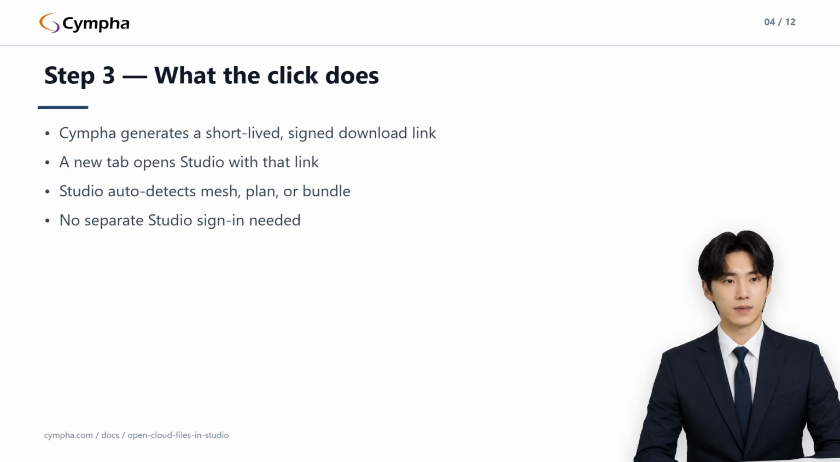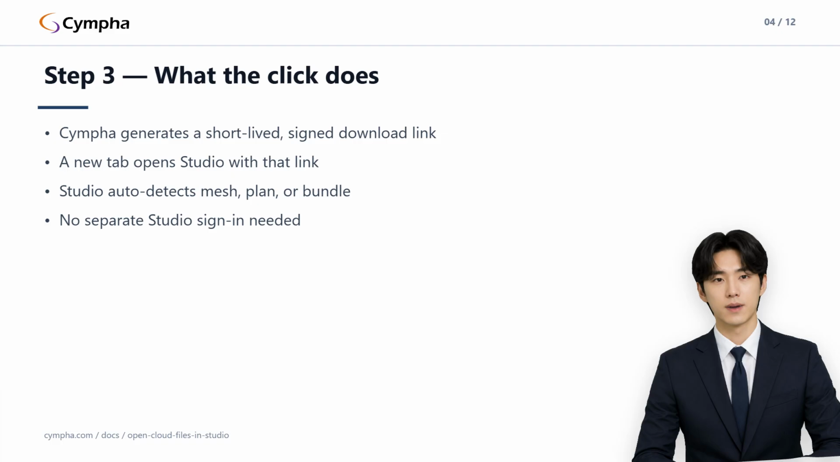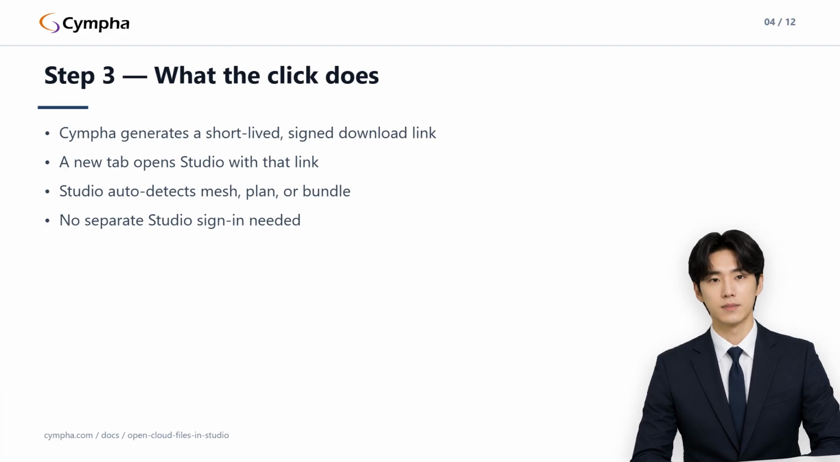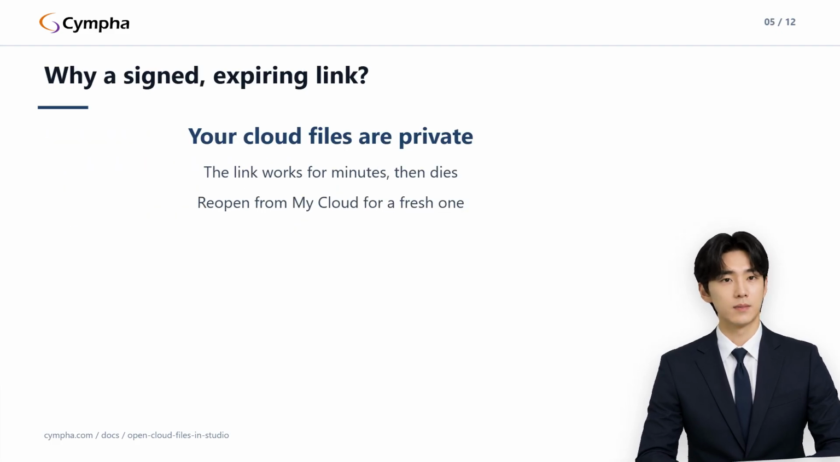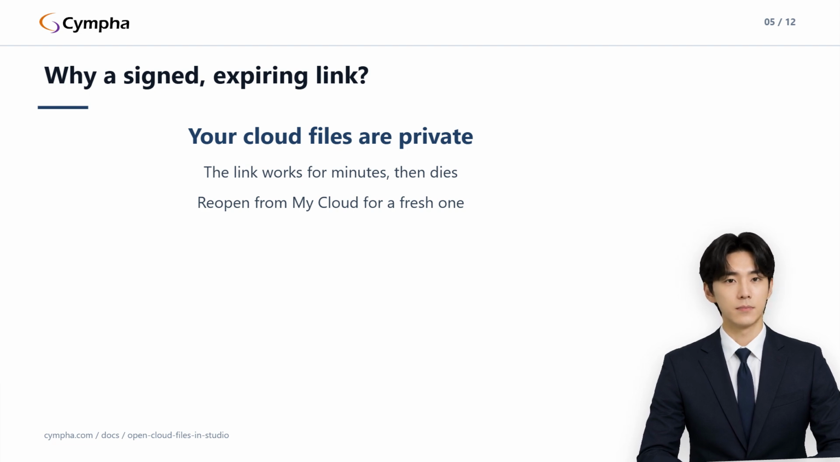It's worth a moment on why the link works this way, because it explains a failure you'll otherwise hit later. Your cloud files are private, nobody can fetch them without your credentials. The pre-signed link is the workaround, a one-time, short-lived signature that lets Studio fetch the bytes without ever exposing your credentials. The cost of that safety is that the link stops working after a few minutes. So you can't bookmark the Studio tab and expect it to load tomorrow, and you can't paste the address to a colleague as a permanent share, it will die on them. When you need the file again, reopen it from my cloud and you get a fresh link. When you want to hand it to someone else, use the share feature, which is built for exactly that.